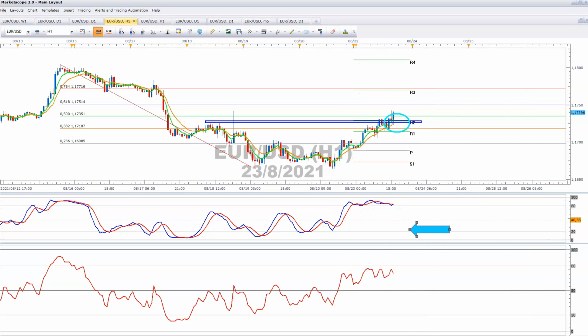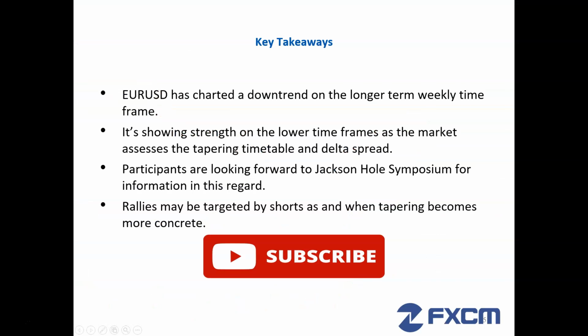Let's just go and end off with some key takeaways. Euro-US dollar has charted a downtrend on the longer term weekly time frame. It's showing strength on the lower time frames as the market is assessing the tapering timetable as delta spreads.